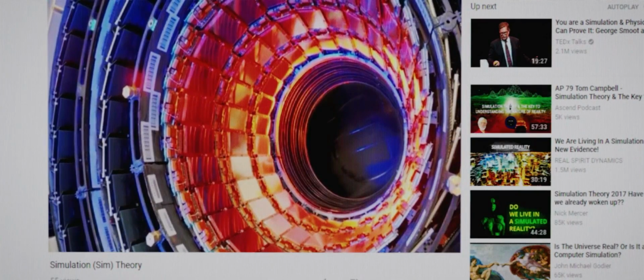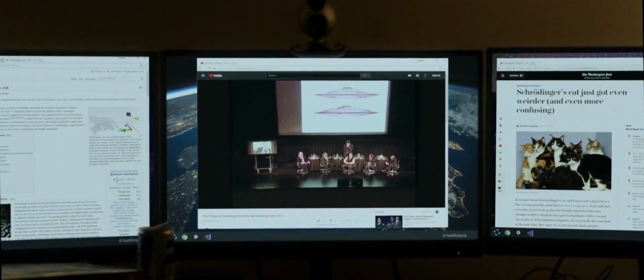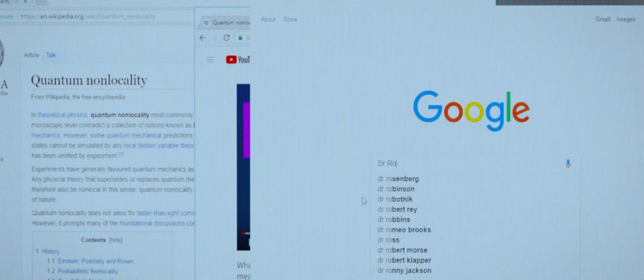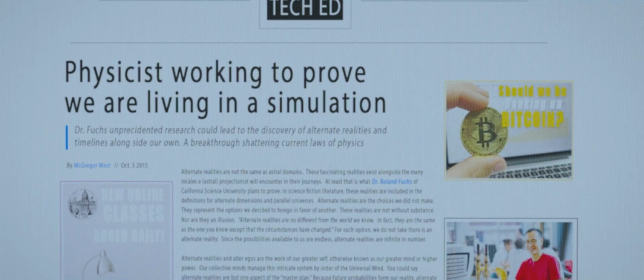However, once he's home, Brendan goes back to researching the simulation theory, which suggests we live in a computer-programmed reality. His notes grow, and he creates a board, desperate to find proof of a parallel universe where Sam is still alive. He watches videos of famous people like Elon Musk and Neil deGrasse Tyson discussing the topic, and he stumbles upon the name Roland Fuchs, who is said to be working on proving the simulation.